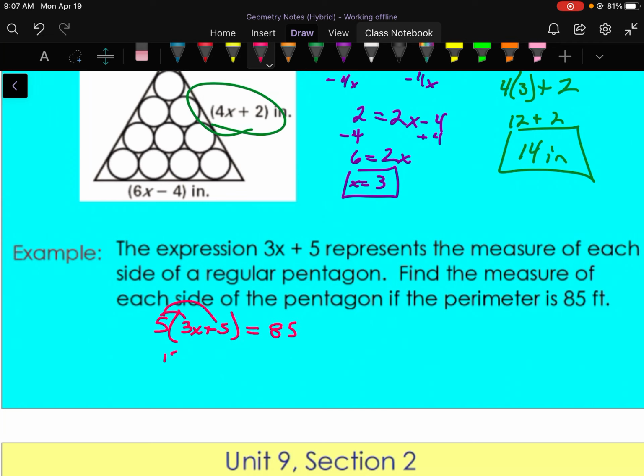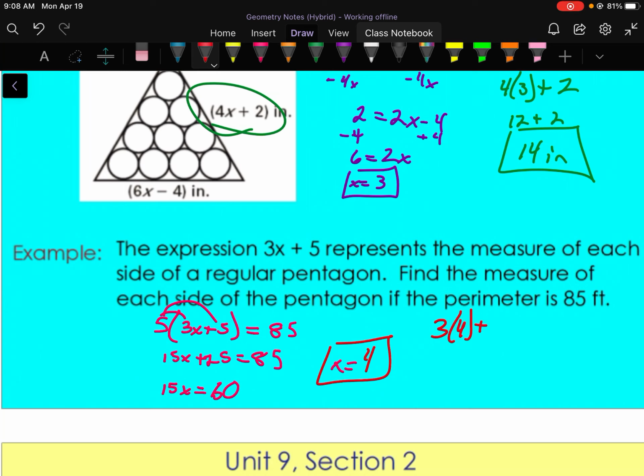If you distribute here, 15x plus 25 equals 85. Now we're just going to solve this using some algebra. Subtract 25. 15x equals 60. Divide both sides by 15. x equals 4. Okay, so you found x, but now it says find the measure of one side. So 3 times 4 plus 5 would be 12 plus 5, or 17 feet.